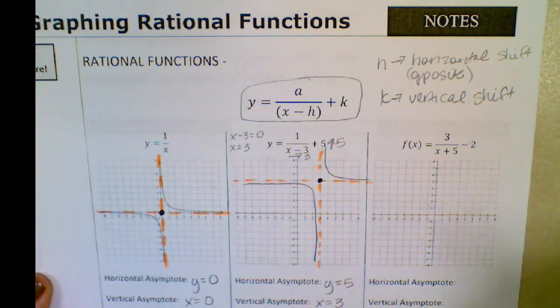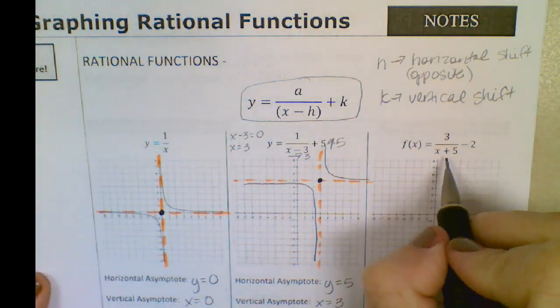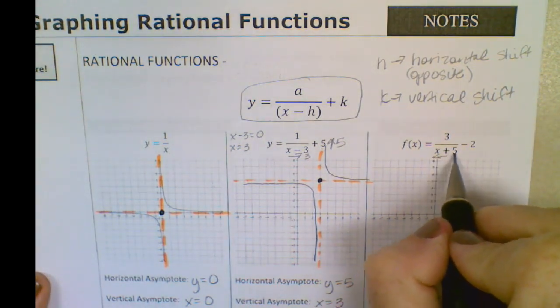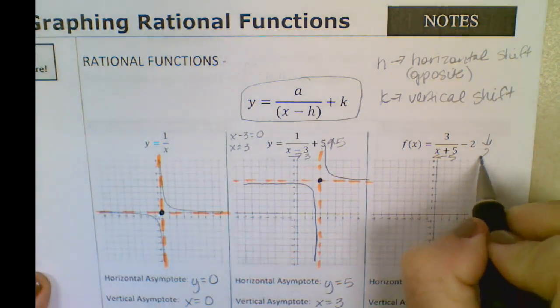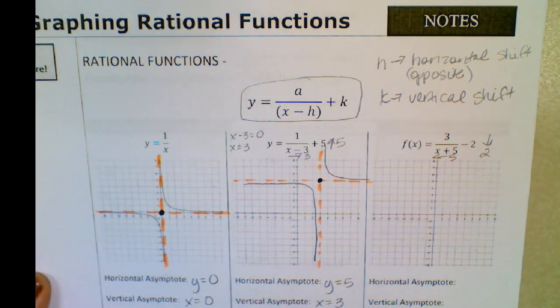Okay? So let's do the same thing here. This is going to give us a horizontal shift to the left of 5 and down 2. Which means that our horizontal asymptote is now at y equals -2, and our vertical asymptote is at x equals -5. So our new middle point will be -5, -2. Here we had 3, 5. Back here we had 0, 0.